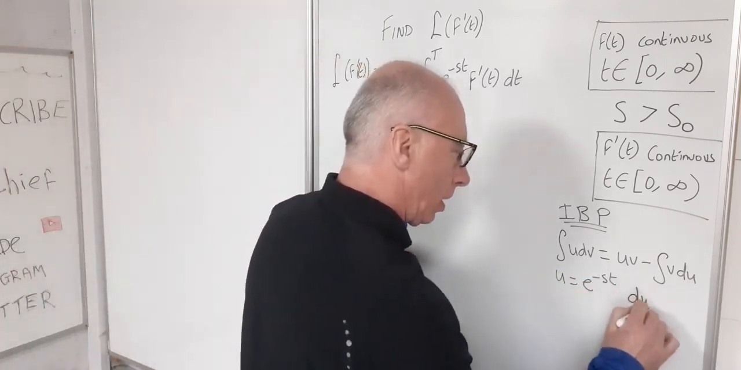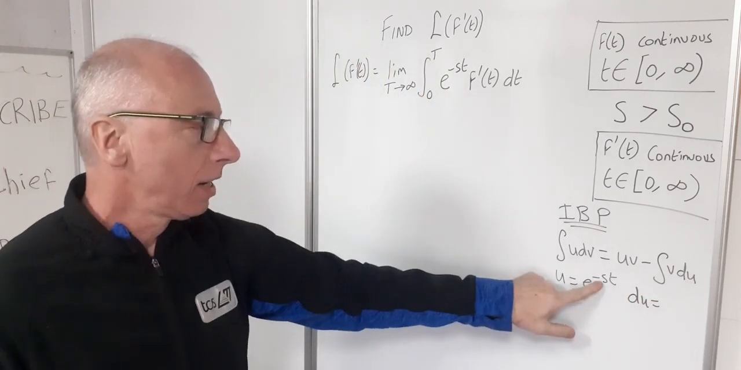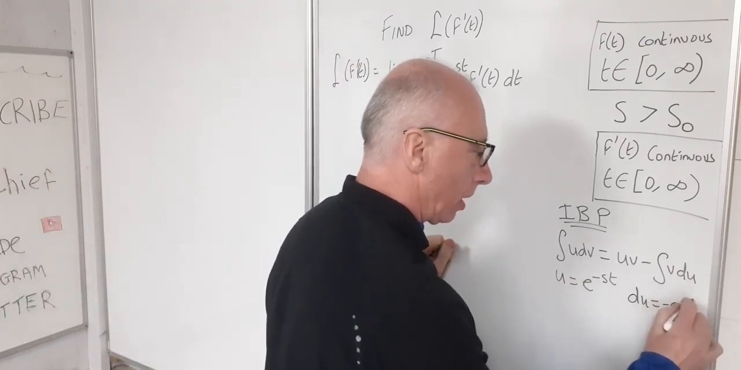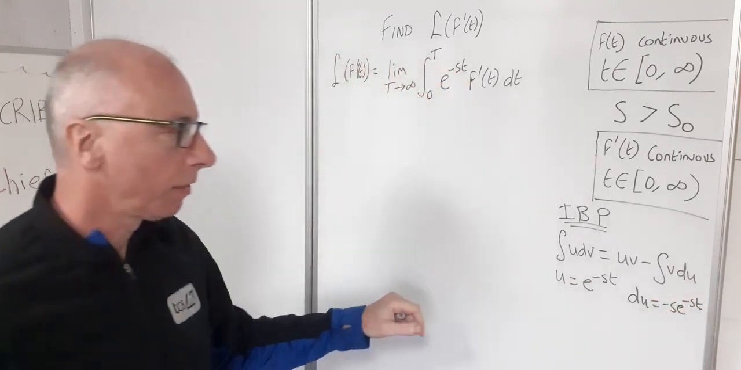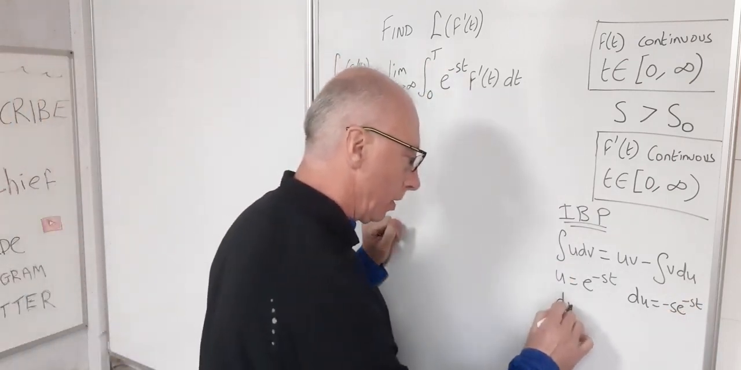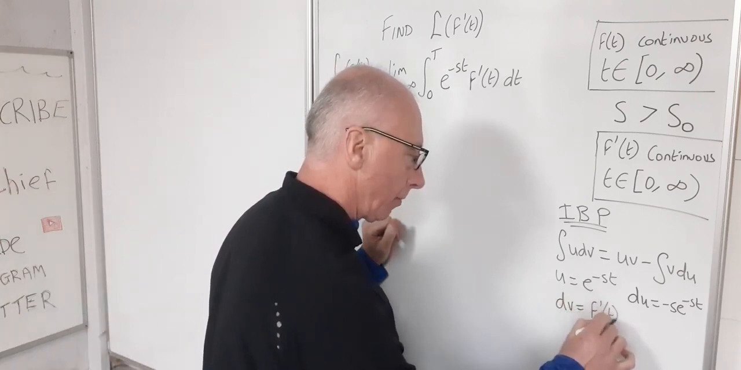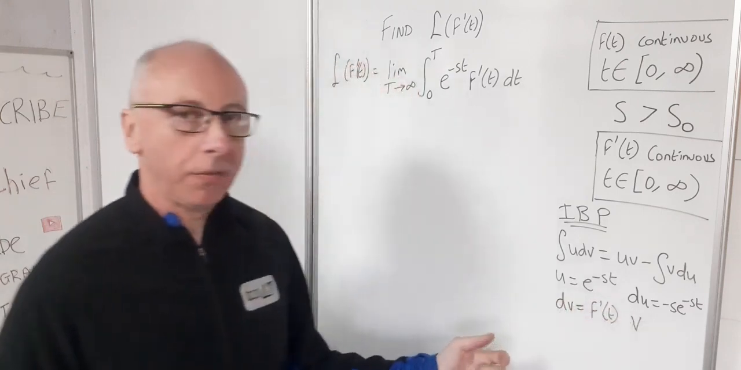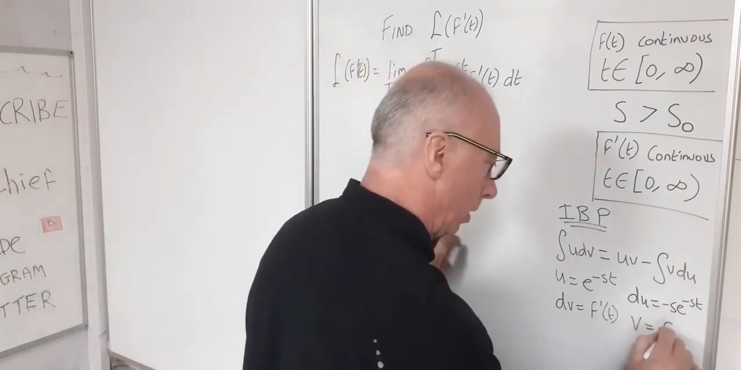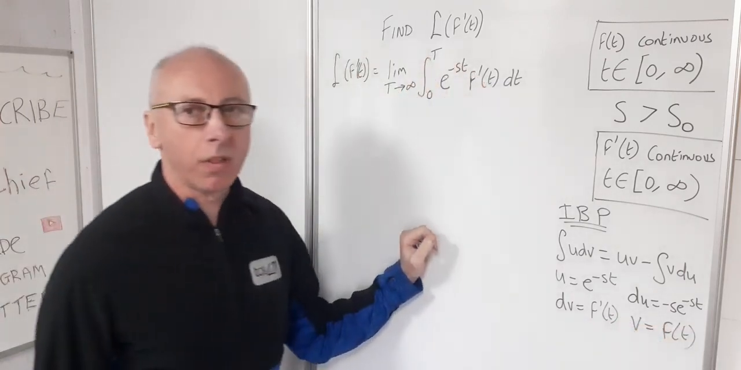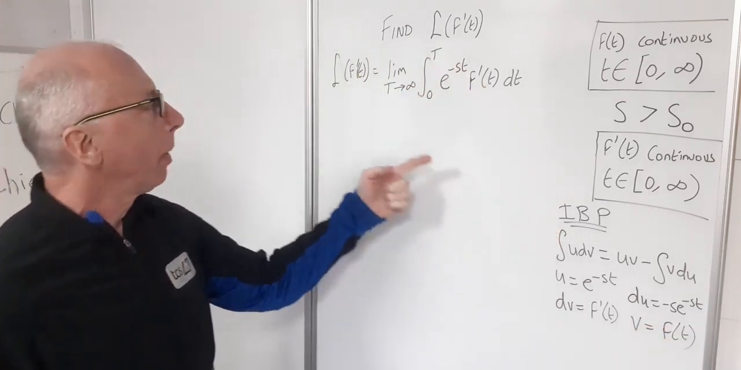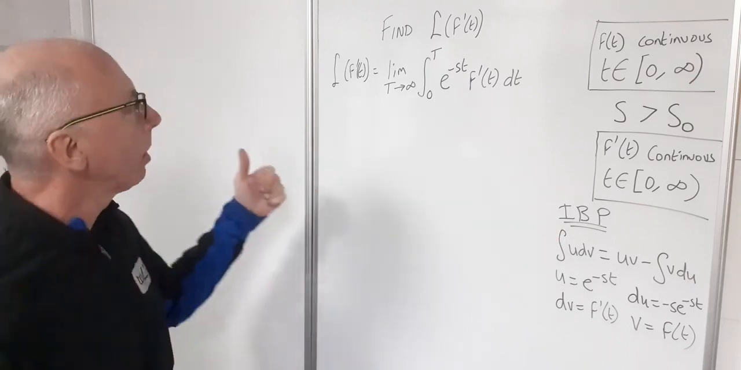So let's now take the derivative of that. So du equals, well, the derivative of that with regards to t is minus s times what we have originally. So that takes care of the derivative. Now dv, I'm left with my f prime. So dv equals f prime of t. So therefore v, by the fundamental theorem of calculus, is just going to be my function of t. So that's what we've got there. So now I'm ready to plug that into my integration by parts formula and find out what this can become.